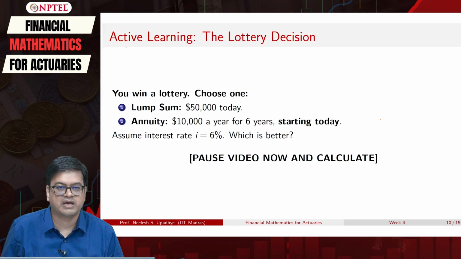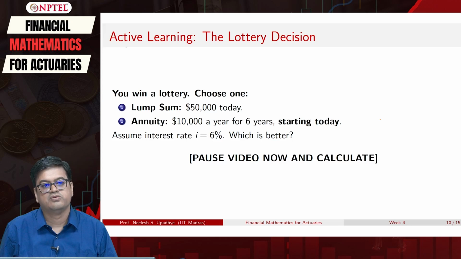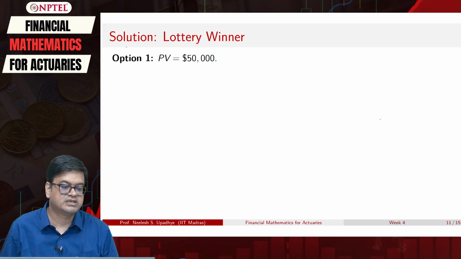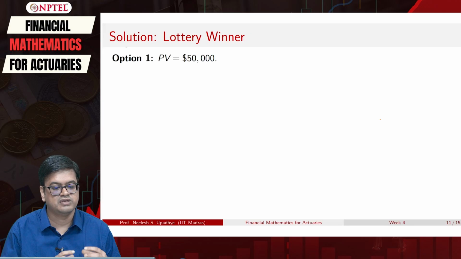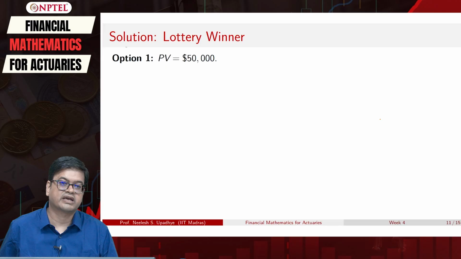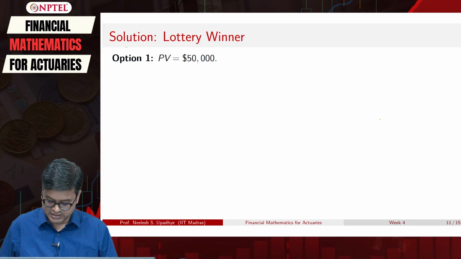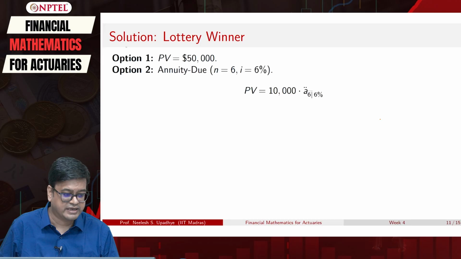Okay, welcome back. You must have calculated. Which one did you get, option 1 or option 2? Option 1 is a present value of 50,000. You will get 50,000 and that's all. Okay. So now if I want to compare the second option, what do I need to do? I need to bring all those payments of 10,000 to the present value and see whether I am getting more or less. So let's look at that.